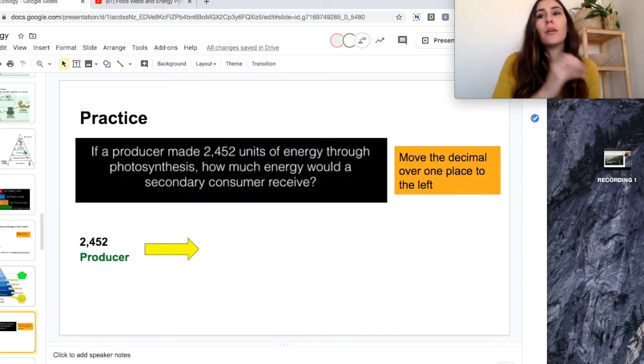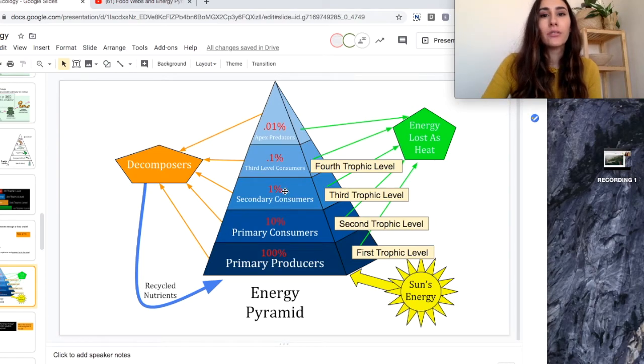Now, let's do some practice to kind of put it all together. Let's assume that a producer has 2,452 units of energy and they've made that through photosynthesis. How much energy would a secondary consumer receive, all right? So if we go back to here, we know that a secondary consumer is the category of consumer that feeds on a primary consumer. So we know that the secondary consumer is in which trophic level? The third trophic level, okay? So according to our energy pyramid here, the secondary consumer is in the third trophic level.